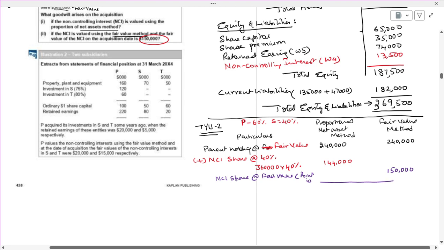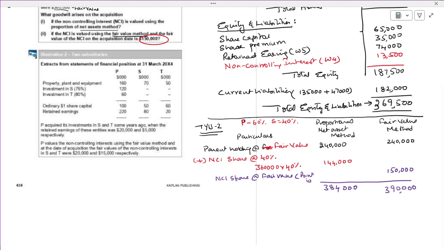Add it. Will we not take out the 60%? No. The 60% belongs to the parent company. Alright. Now you will get the 60%.